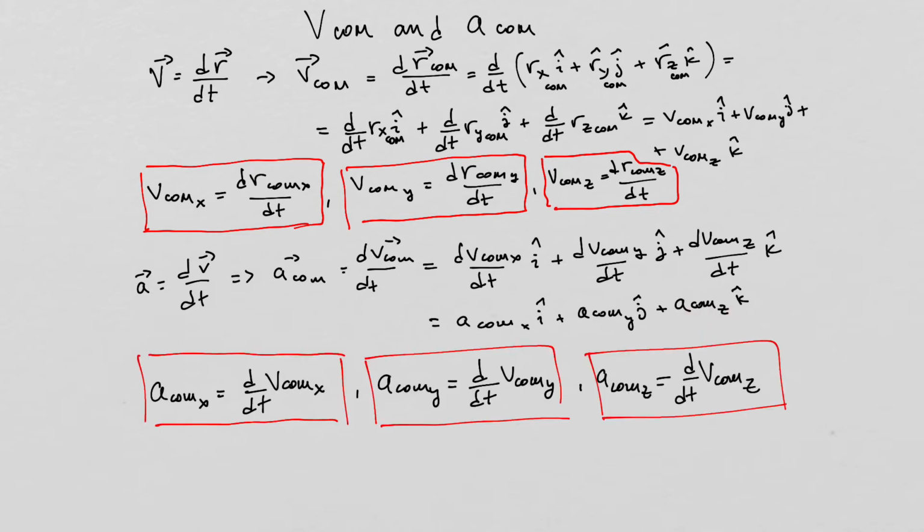Or in other words, the components of the acceleration of center of mass are a_com,x is d/dt of v_com,x, a_com,y is d/dt of v_com,y, and a_com,z is d/dt of v_com,z.